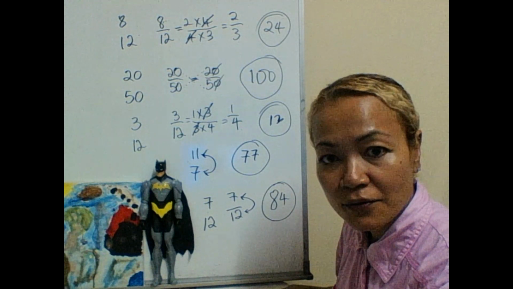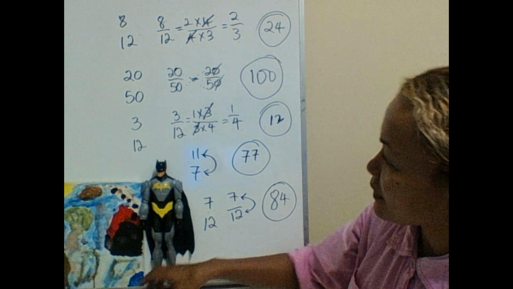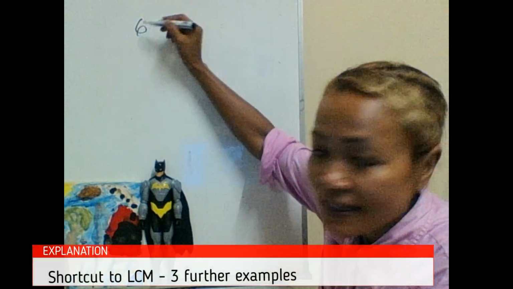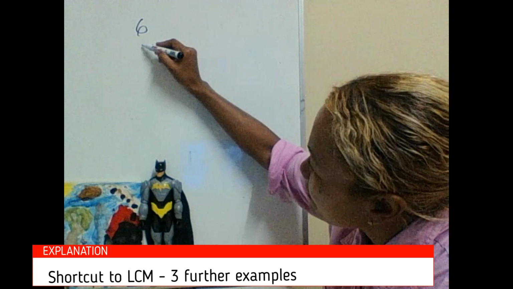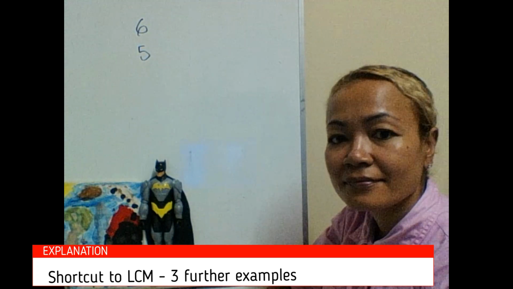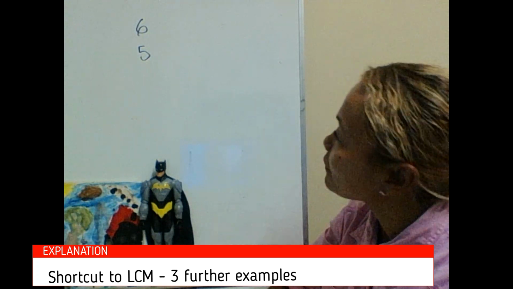If you would like to work through a few more examples, I can quickly put them up now. Let's say 6 and 5. Okay, how would we attack that?